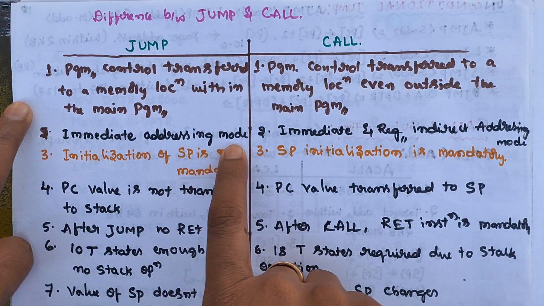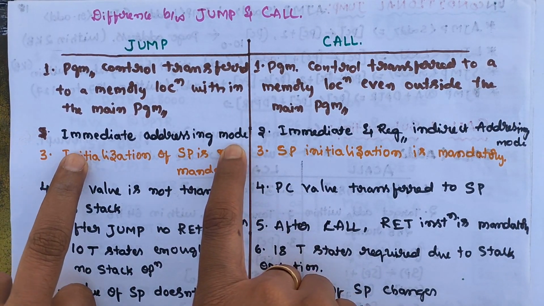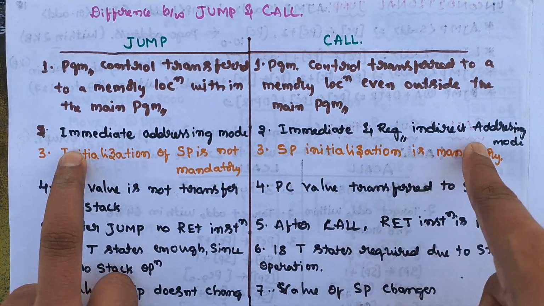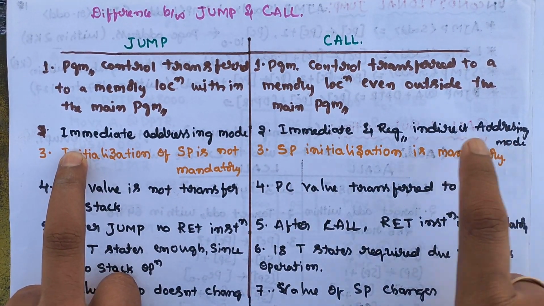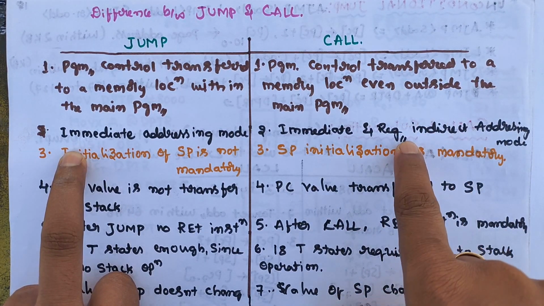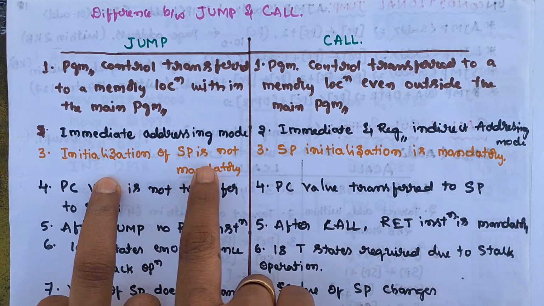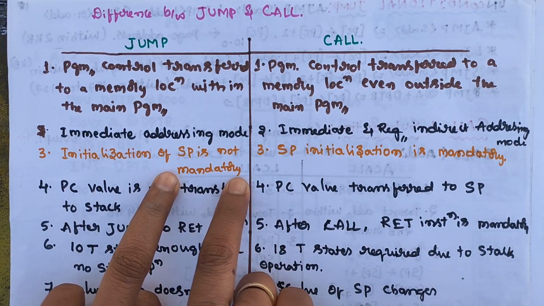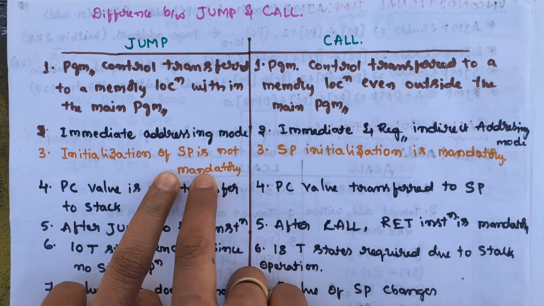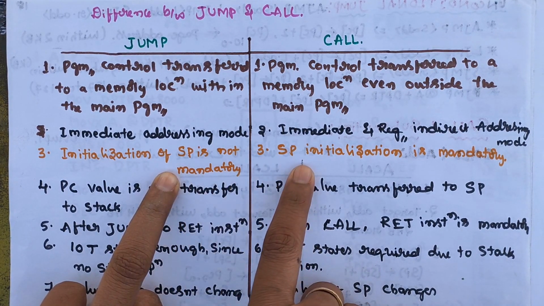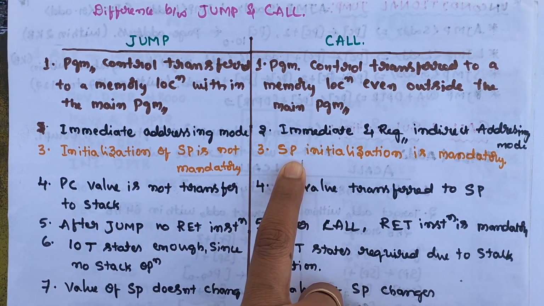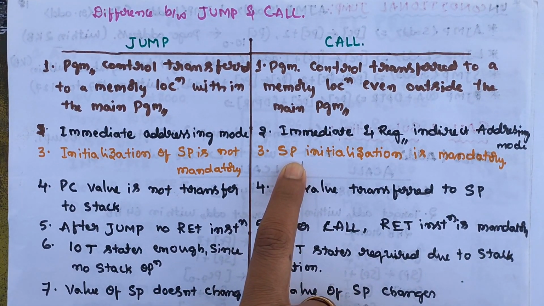The jump instruction uses only the immediate addressing mode. Immediate and register indirect addressing modes are used in the call instruction, because in order to fetch the code from ROM or any subroutine, we are using register indirect mode. Initialization of the stack pointer is not mandatory for jump, because we are not using the stack pointer regularly, therefore no need to initialize it. Here in call, the stack pointer is necessary to transfer the program control content, therefore its initialization is mandatory.